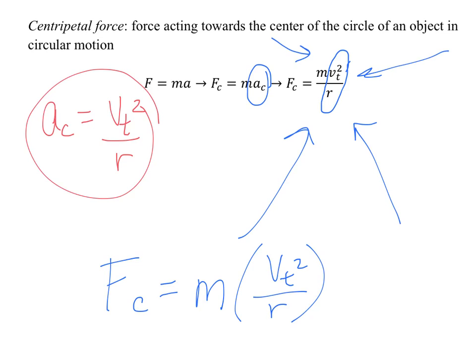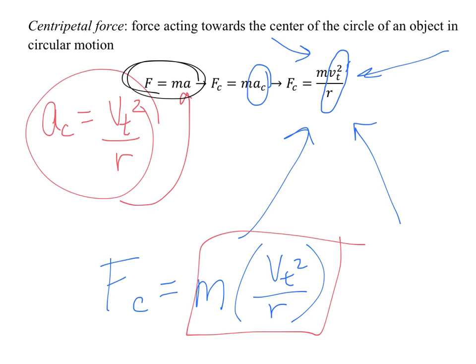If you need to find the centripetal force acting on an object, just take this and plug it in for A, and you get this as a result. There's no need for me to give it to you because both F equals ma and AC equals VT squared over R are on the formula sheet. Put them together, you get this bottom formula down here. All right? So let's look at some examples.